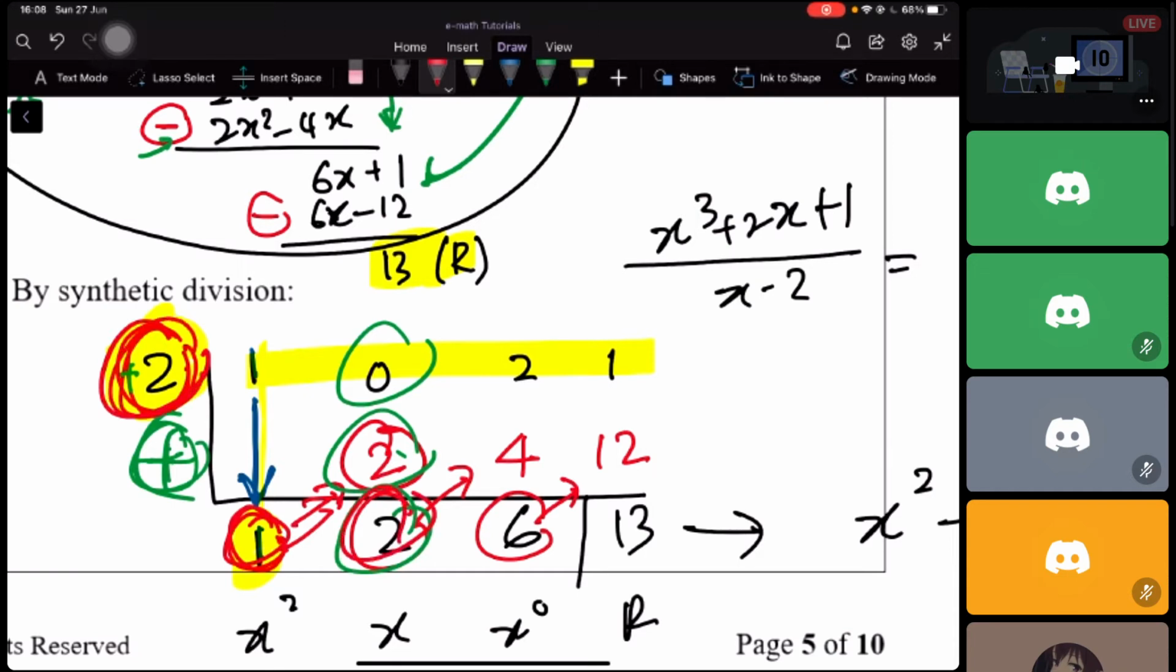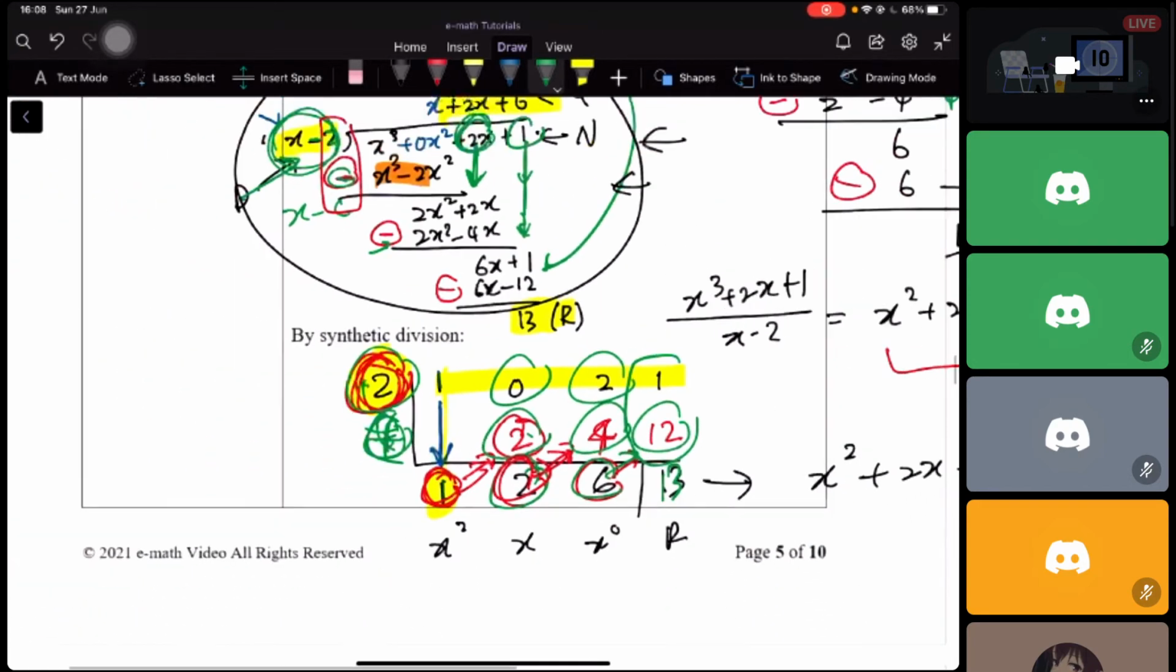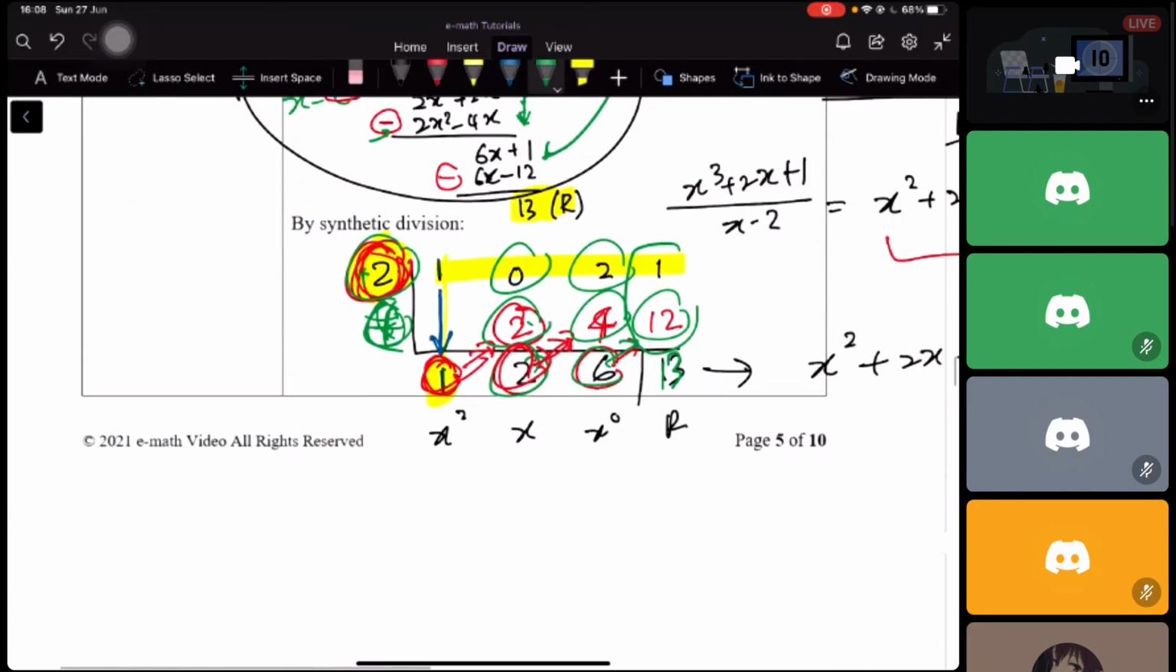This times this, bring here. And then this plus this right here. Times 2 right here. Plus together. 1 plus 12 together is 13. Okay, so this is synthetic division. But don't worry, we will have more exercises later where we need to use synthetic division.